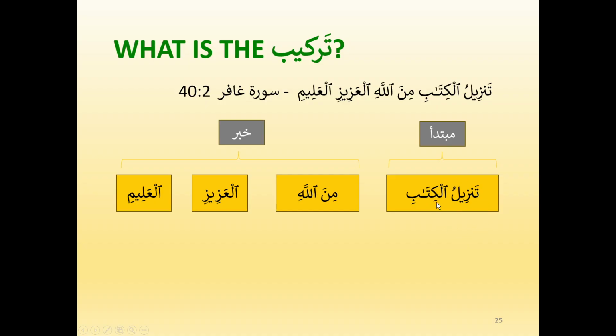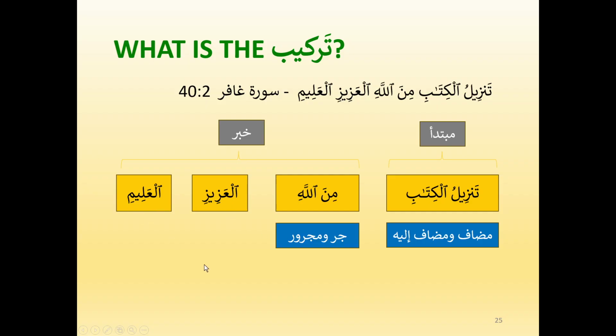What phrase is this, Sister Momina? And this one? Jar Majroor. Yes, Jar Majroor. And the other two? They are the same. These two are the same. What are they?